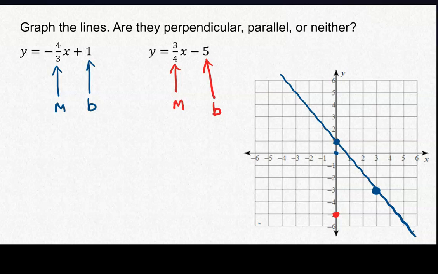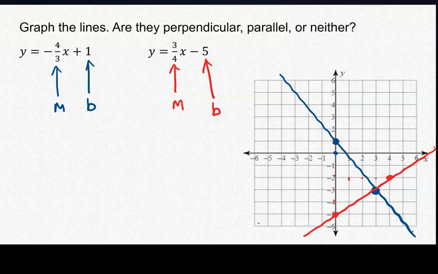So I'm going to count up 3. 1, 2, 3. And to the right 4. 1, 2, 3, 4. And now I'm going to draw that line with a straight edge the best that I can. Okay. Now, if you look at these, sometimes it's actually very hard to see, but you'll see that I'm making a right angle here.